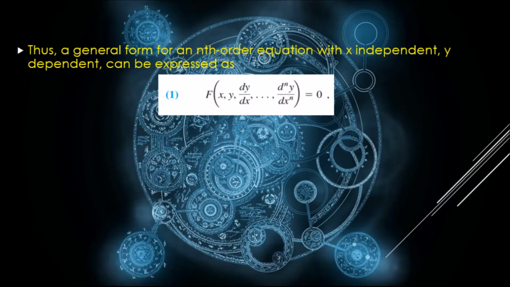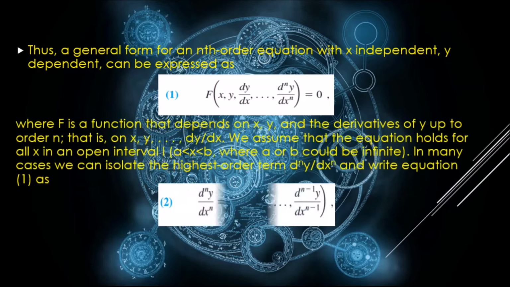Thus, a general form of an nth order equation with x independent, y dependent can be expressed as f of x, y, dy over dx, up to the nth derivative of y with respect to x, equal to 0, where f is a function that depends on x, y, and the derivatives of y up to order n. We assume that the equation holds for all x in an open interval I.